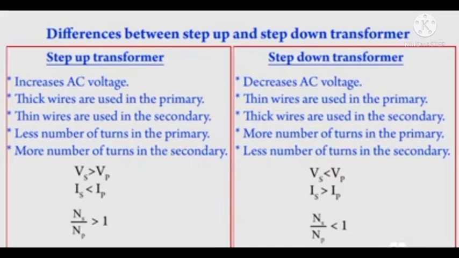In a step-up transformer, thick wires are used in the primary and thin wires in the secondary. In a step-down transformer, thin wires are used in the primary and thick wires in the secondary. In a step-up transformer there are fewer turns in the primary and more turns in the secondary. In step-down, more turns in the primary and fewer turns in the secondary.